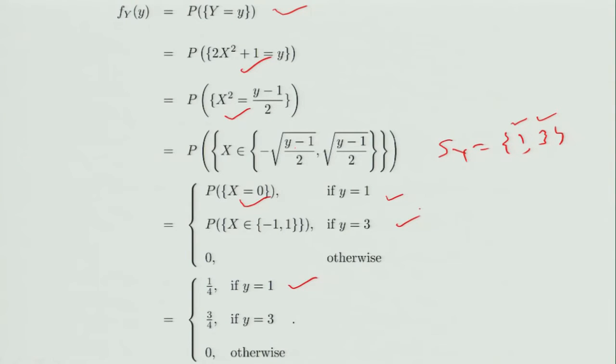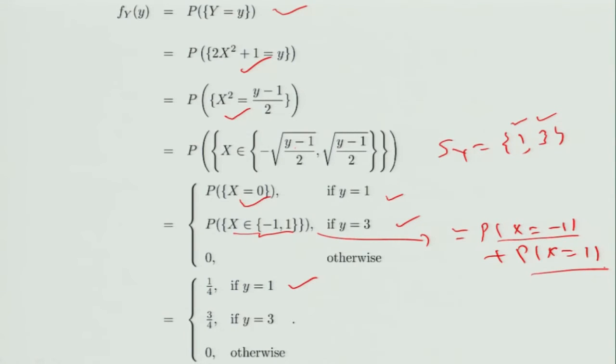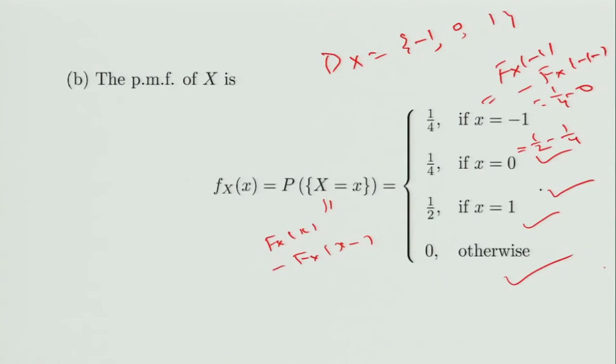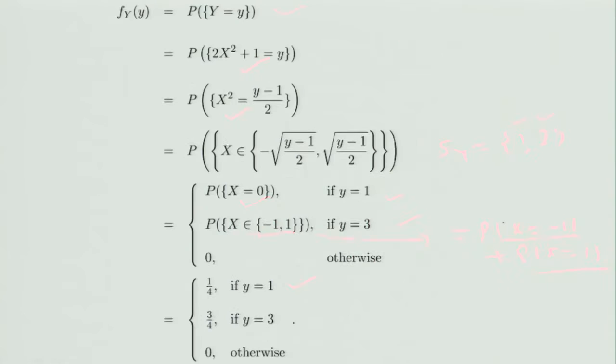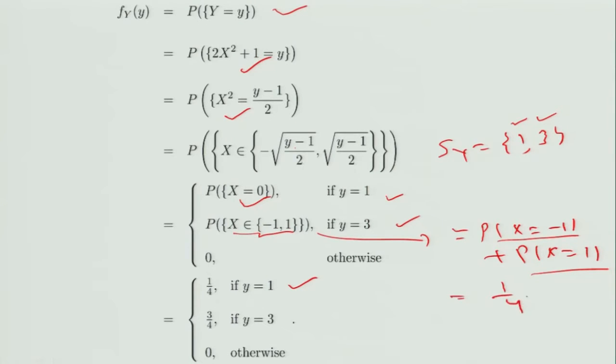If y is 3, this is same as probability that (3 minus 1) by 2, which is square root of 1, so minus 1, 1. So probability that X belongs to minus 1 and 1. Now this is same as probability X equal to minus 1 plus probability X equal to 1. I've already found out the probability mass function of X. So these values I can get from probability mass function of X. So let us look back. X equal to minus 1 is 1 by 4. X equal to 1 is 1 by 2. So this probability becomes 1 by 4 plus 1 by 2, which is 3 by 4. So you get the probability mass function.